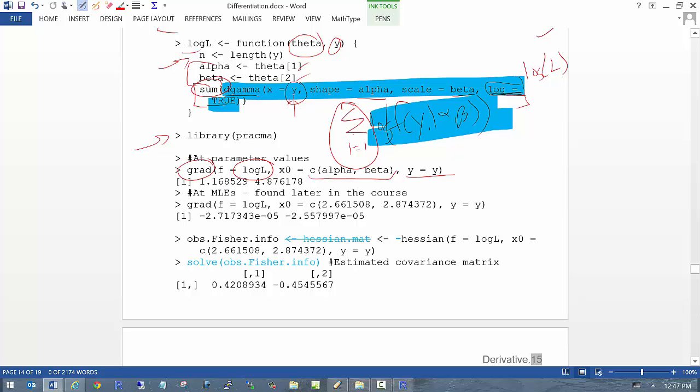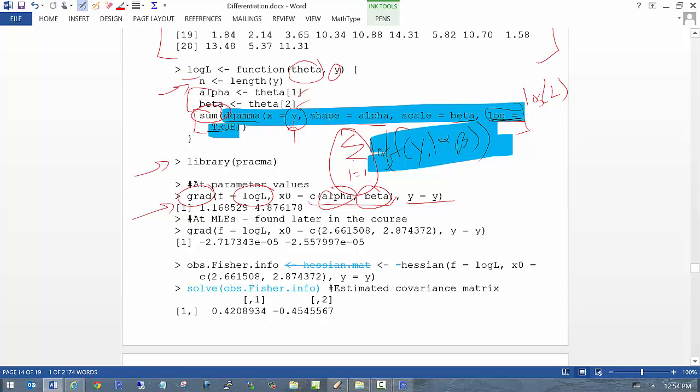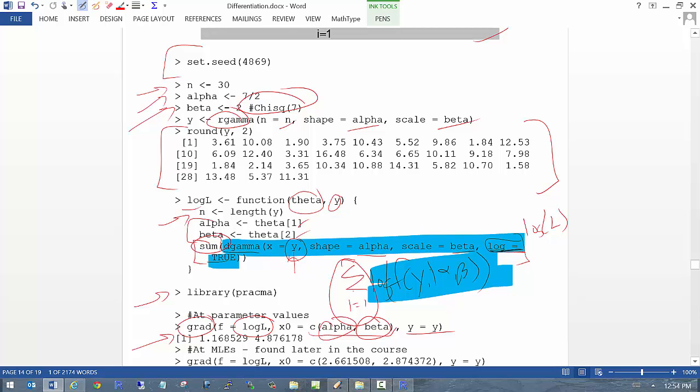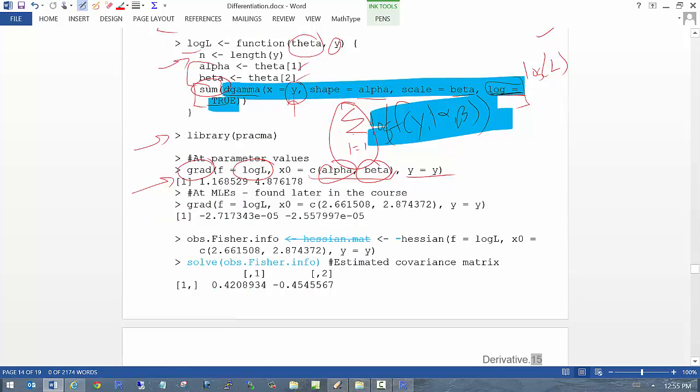And so I get the following here. The first derivative with respect to alpha is 1.16. The first derivative with respect to beta is 4.87. I should also point out, in case this wasn't clear, this alpha and beta here are actually what we're evaluating these derivatives at: 7 divided by 2 and 2, what we had set before.